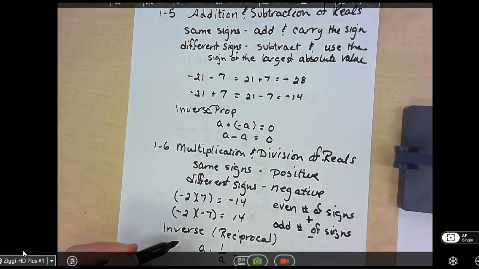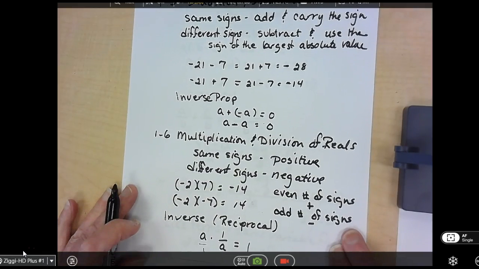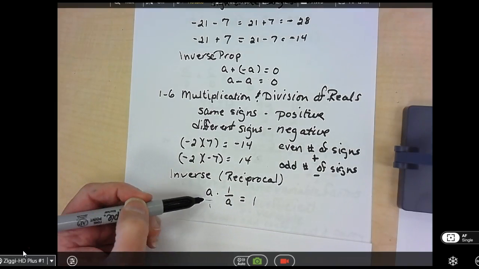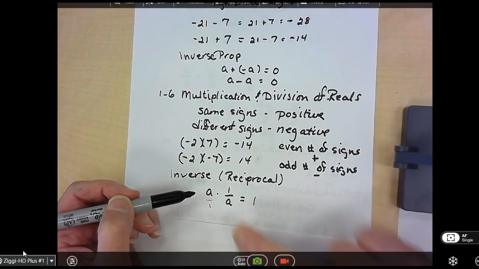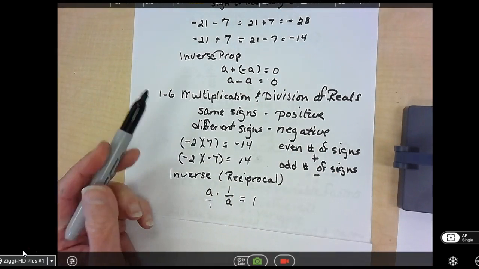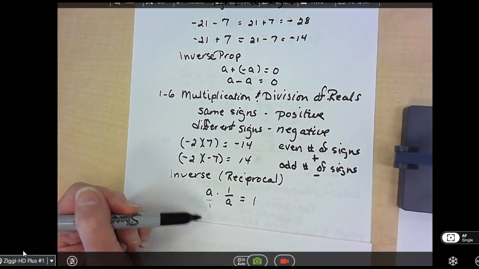The inverse in multiplication and division is your reciprocal. If you look at your A, you want to flip it over, because we can always put the 1 underneath. Flip it over, and it's 1 over A. When we multiply those things, we get positive 1. So when you want to find the inverse, you just take it, flip it over, and when you multiply, it will cancel. So we're getting you set up to solve equations.